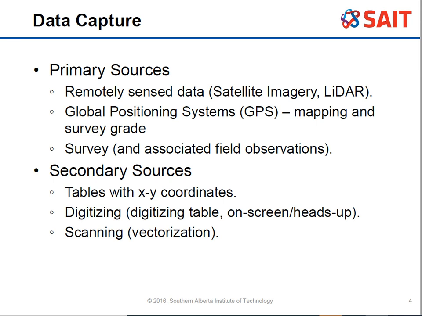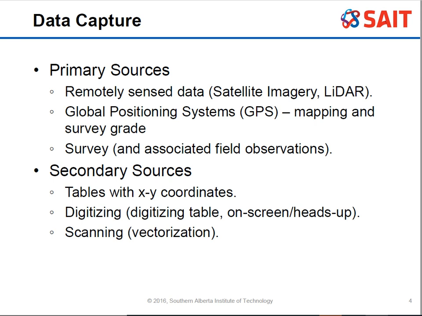A couple of examples of primary sources are remotely sensed data, so satellite or LiDAR. You can also use GPS, where you can use mapping or survey grade. Or you can do land surveying itself and the field observations that come with that. So those are the main primary sources. Or you go out and do a survey, for example, where you're not just land surveying, but you survey people if you're doing something in human geography or demographics.